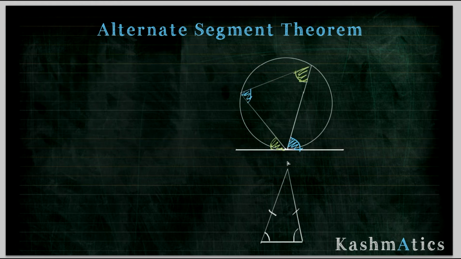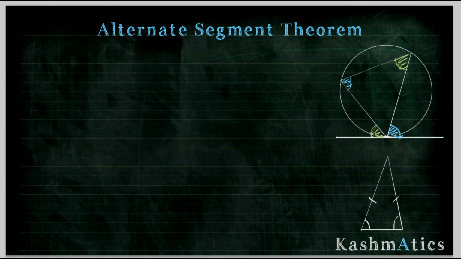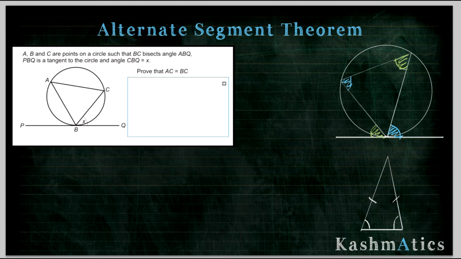Let's just move this over here and get the question up, which is here. Let's just read through the question. It is a bit complicated, but once you break it down, it's not too bad. It says A, B, and C are points on a circle, such that BC, that's this line here, bisects angle ABQ. So it bisects this whole angle that I've just marked here. If it bisects that angle, that means it cuts it in half.